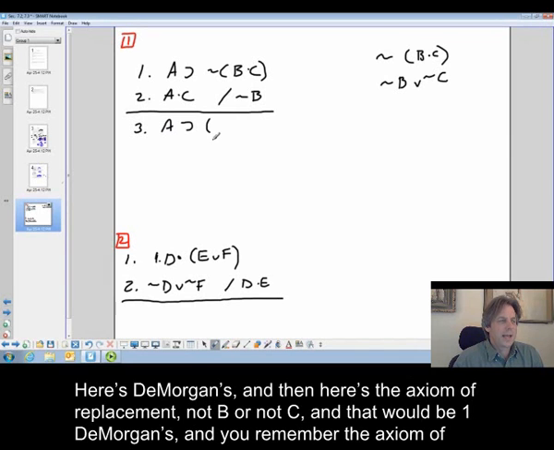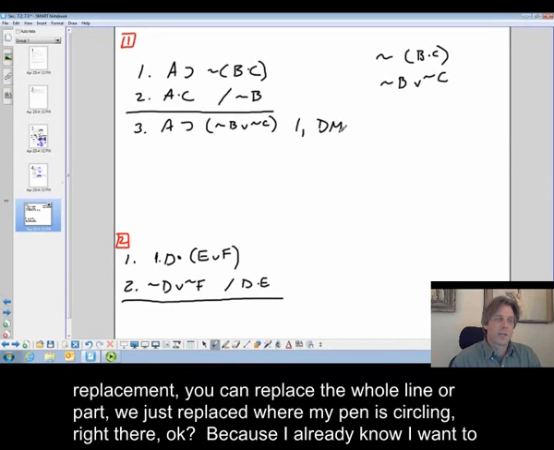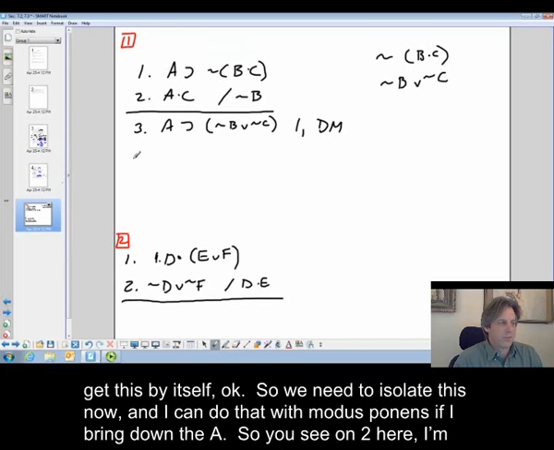And then here's the axiom of replacement, not B or not C. Okay, and that would be 1 De Morgan's. And you remember the axiom of replacement, you can replace the whole line or part. We just replace where my pen is circling, right there. Okay? Because I already know I want to get this by itself. Okay? So we need to isolate this now.